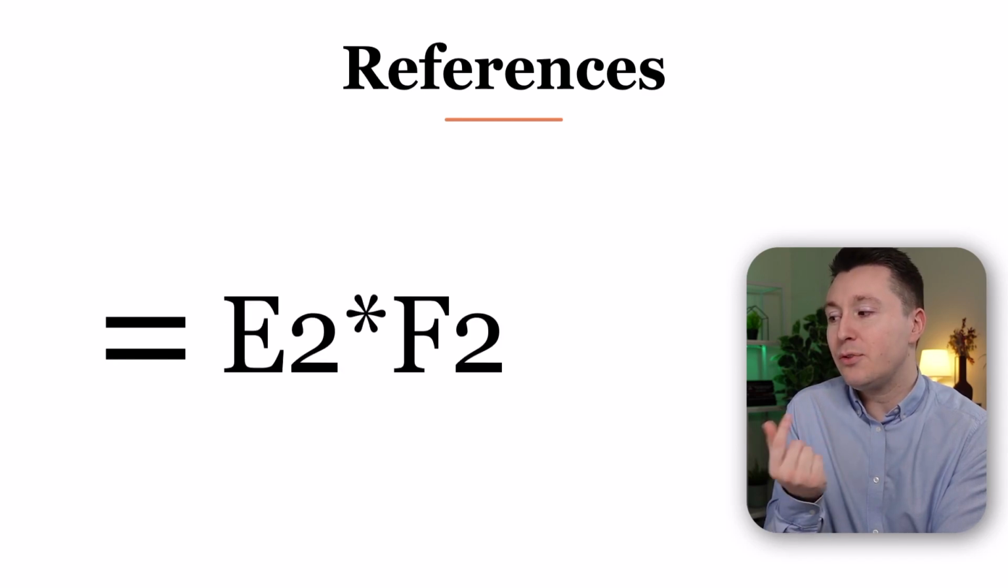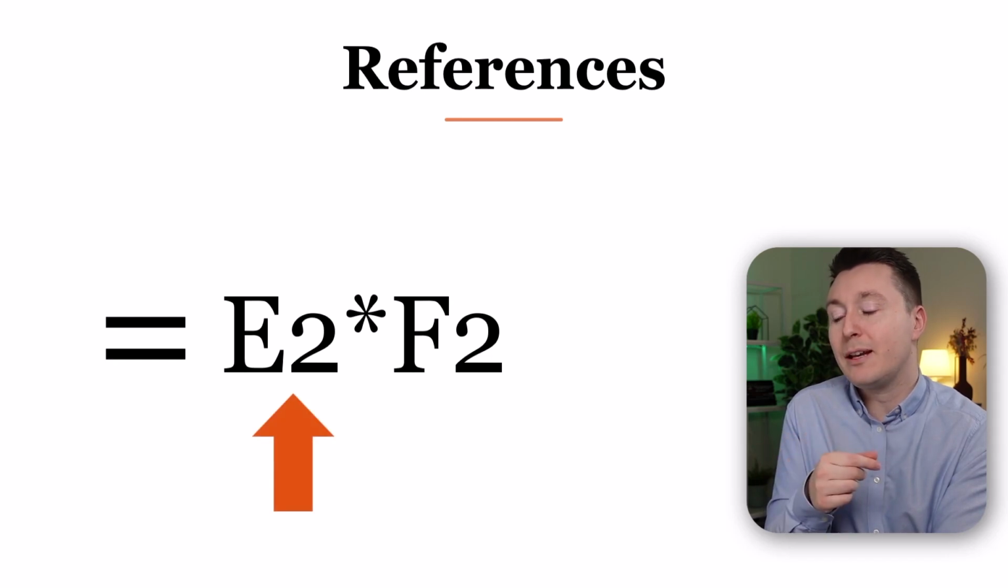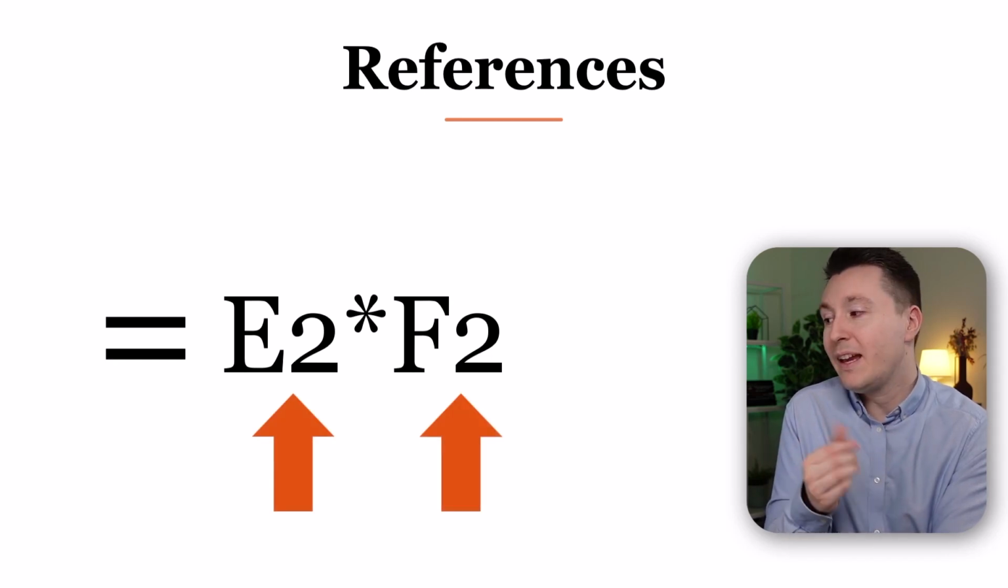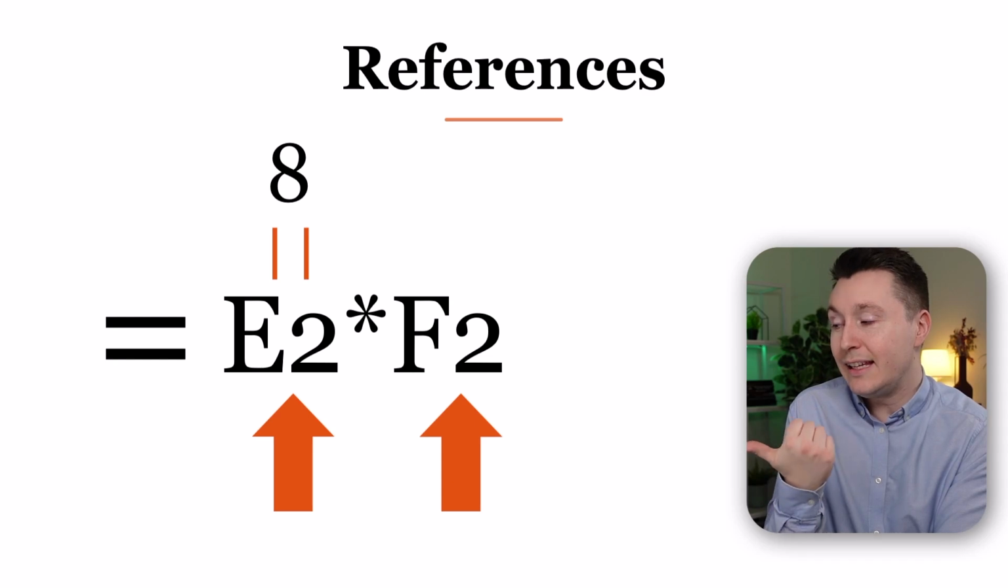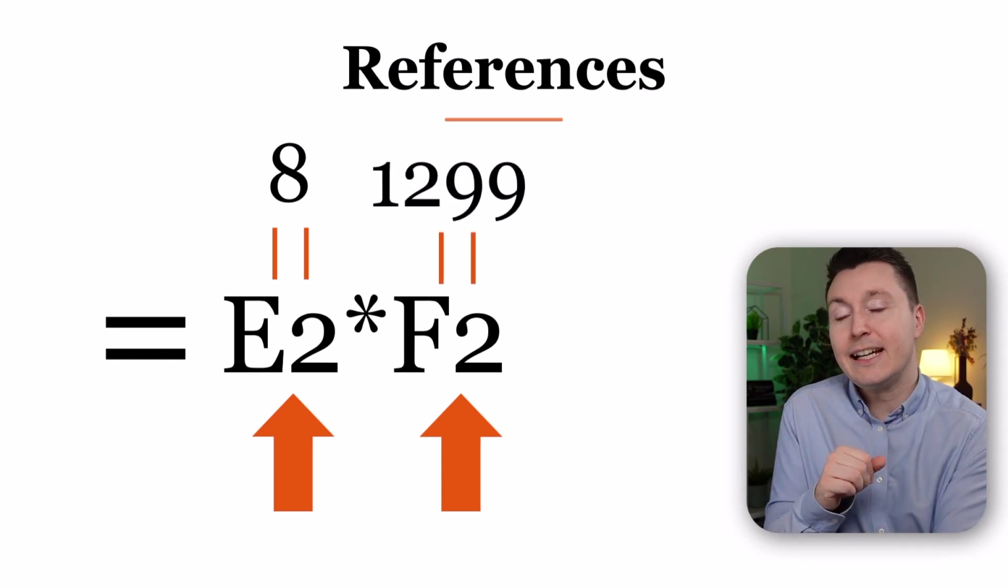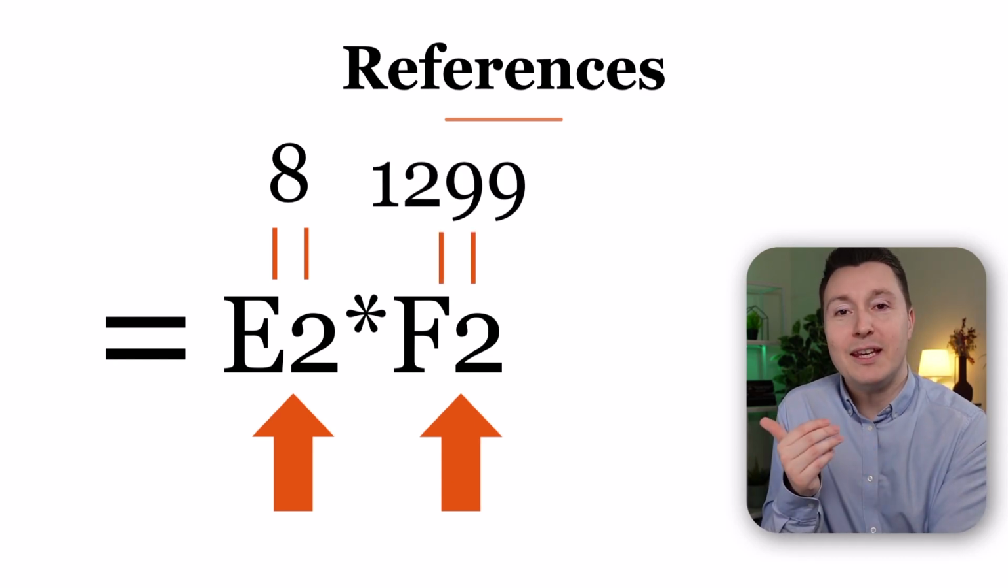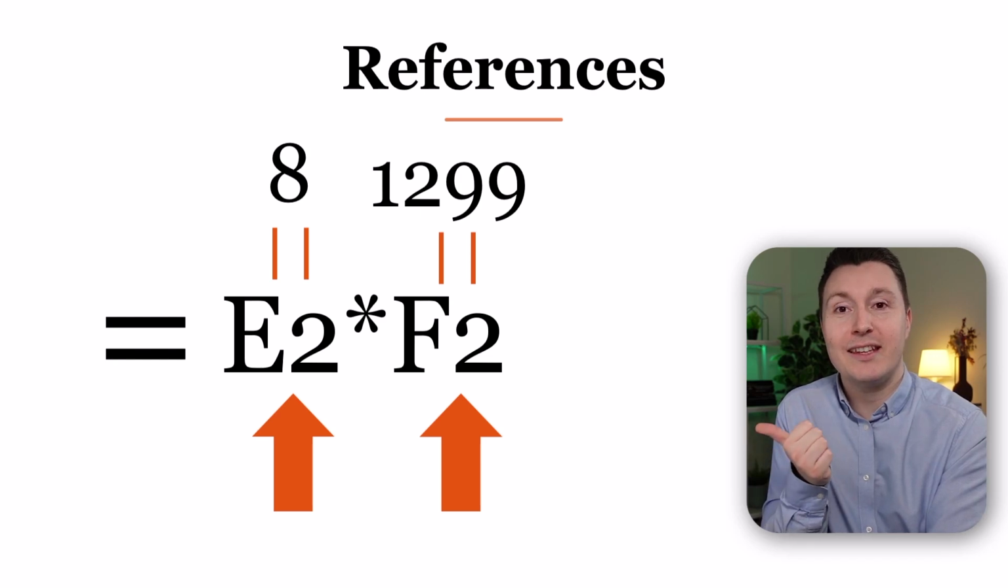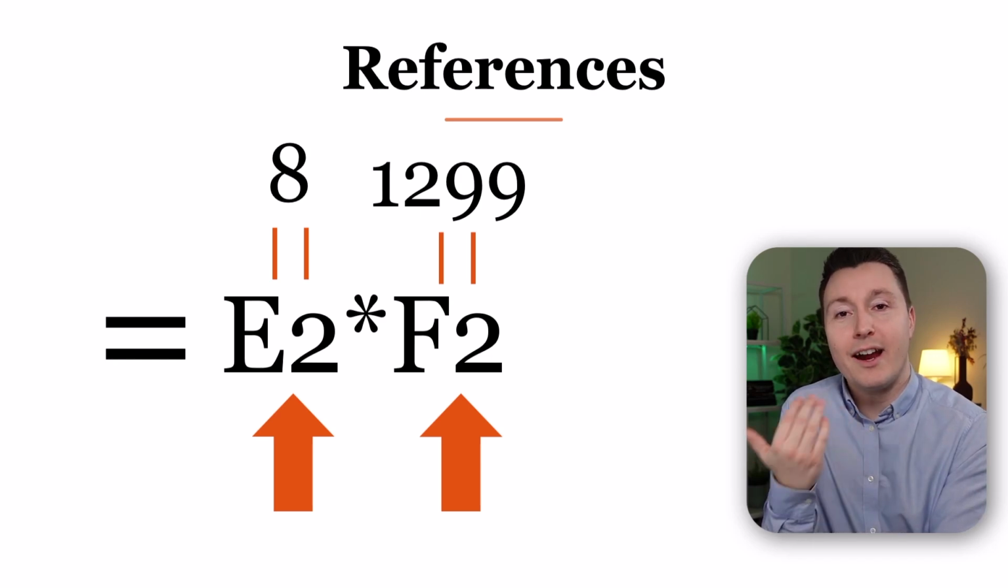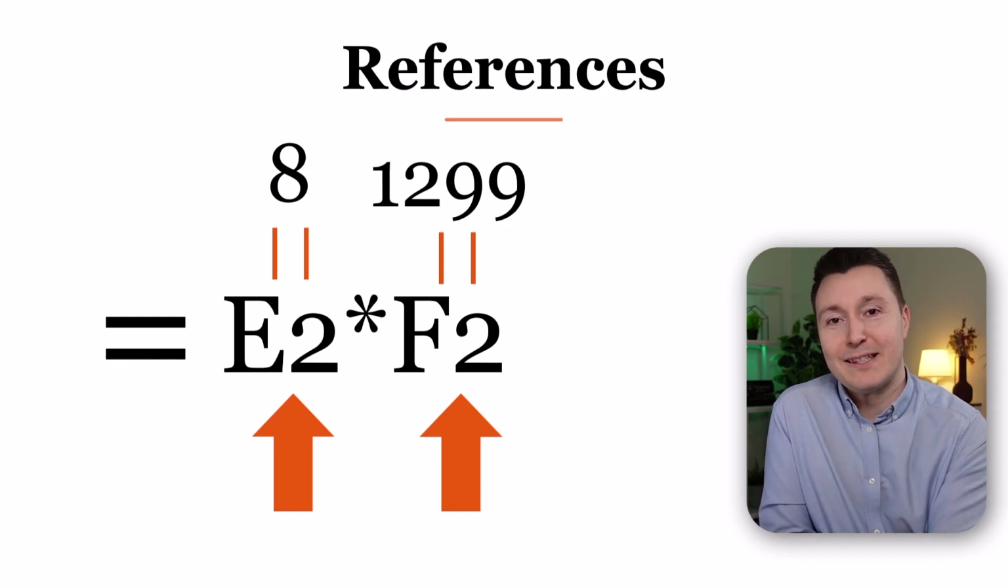So we have E2 times F2. So the contents of E2 multiplied by the contents of F2. And the constants are actually 8 in E2 and 12.99 in F2. And that means that the calculation is actually the exact same as when I hard-coded the numbers into the formulas. But there's a lot of advantages to doing it like this instead.